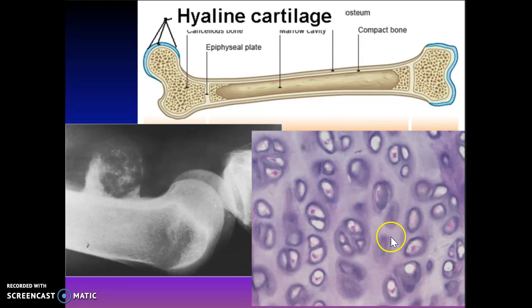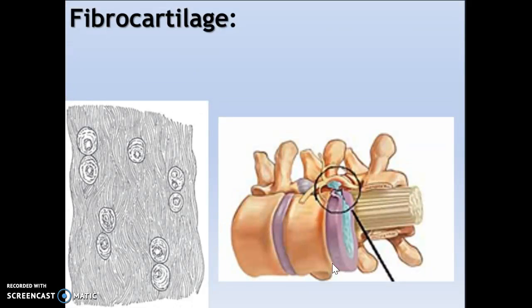The extracellular matrix all between the cells is cartilage. It's collagen fibers and elastic fibers. So it's bouncy, spongy, and protects the bones. The next one is fibrocartilage. Fibrocartilage has a lot of fibers in between the cells, and those run parallel.